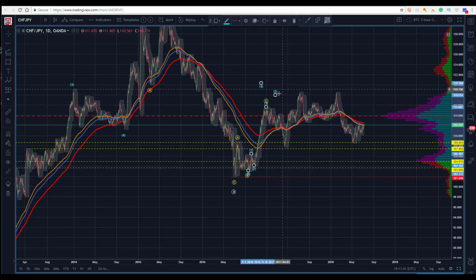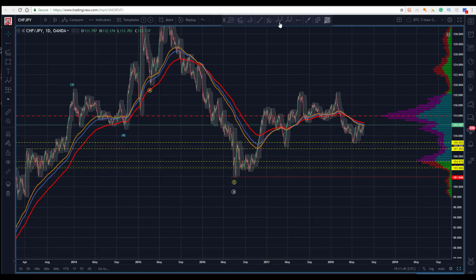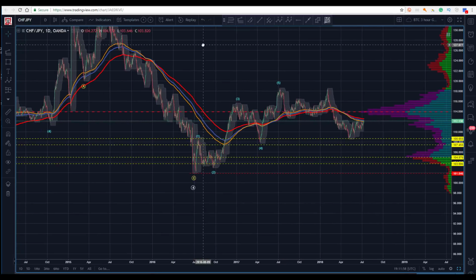I could be wrong about the diagonal. Okay, so let's do it this way. Let's count it as a 5. So let's check this as a possibility. So if we go 1, 2, 3, 4, 5. All right, so we get a little ABC. We get an ABC here. So I think it's easier for us to break it down that way.